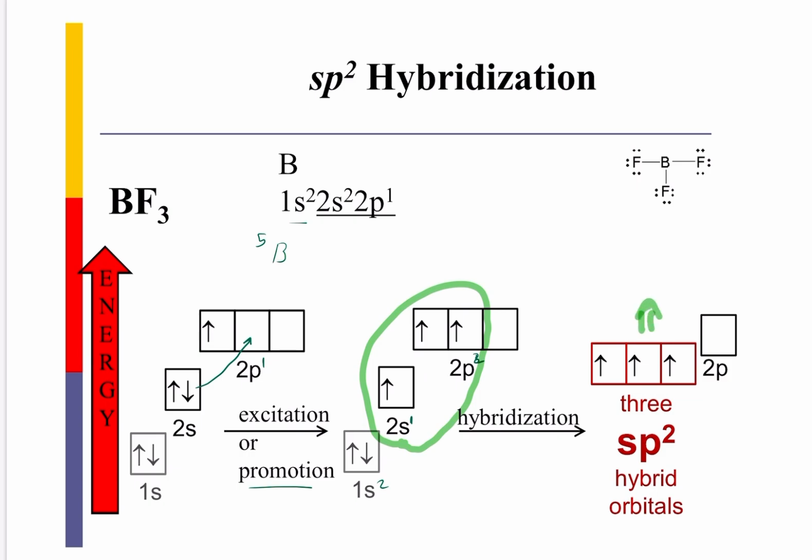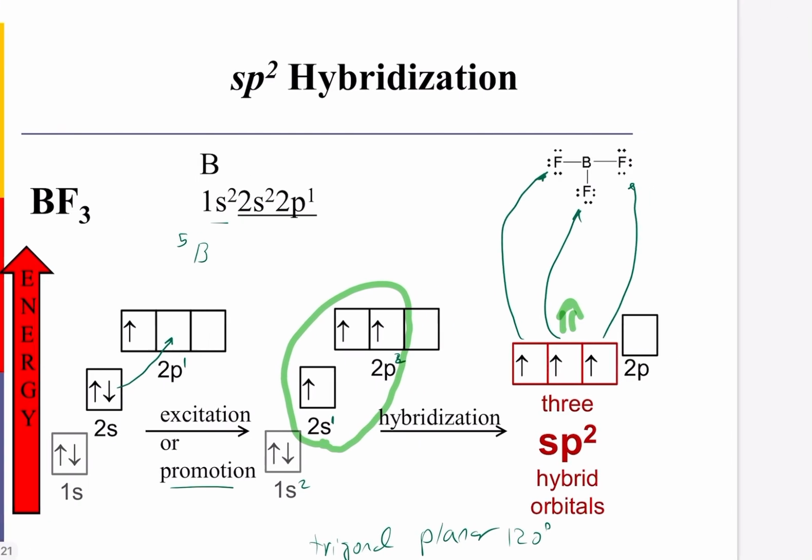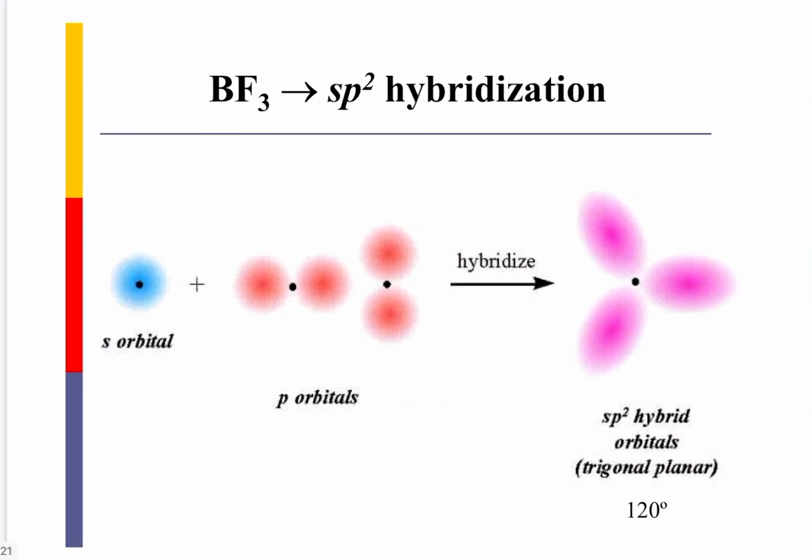The shape is trigonal planar, and the angle is 120 degrees. The fluorines can react with these electrons, this one, this one, and this one, to make these bonds very easily. As you see here, we can see the shape also, 1s orbital, 2p orbital, and it makes sp2 trigonal planar, angle is 120.